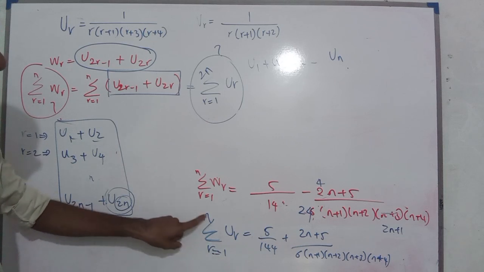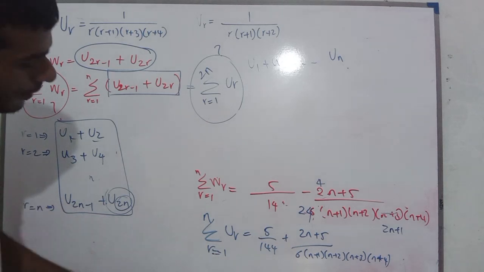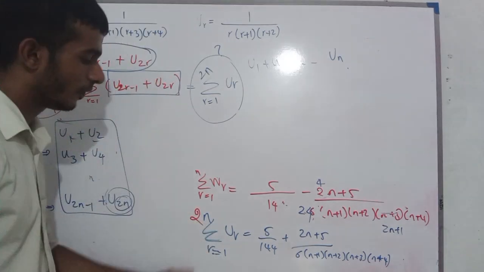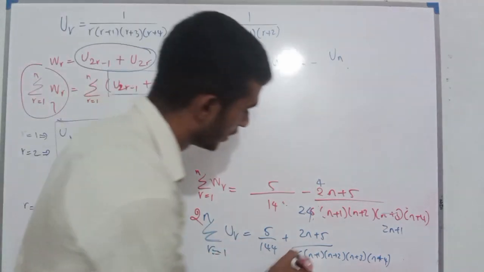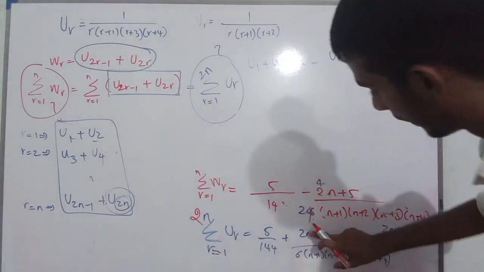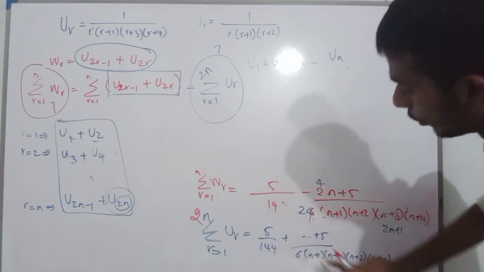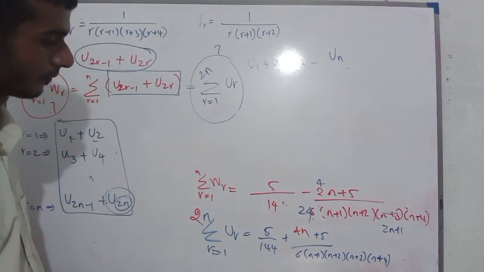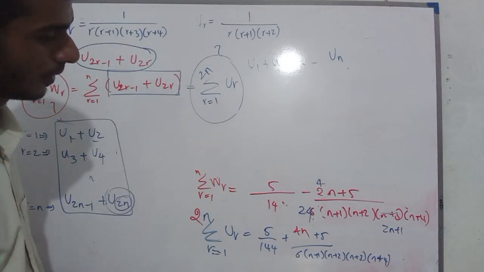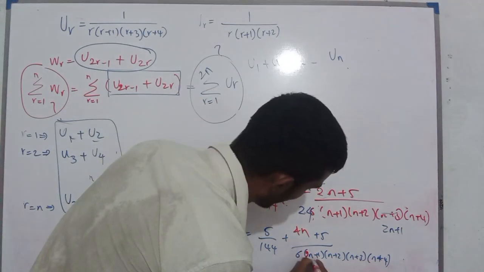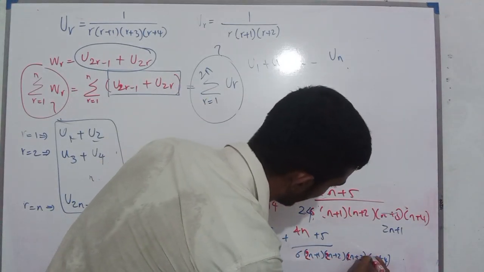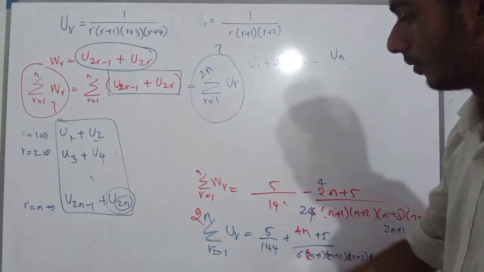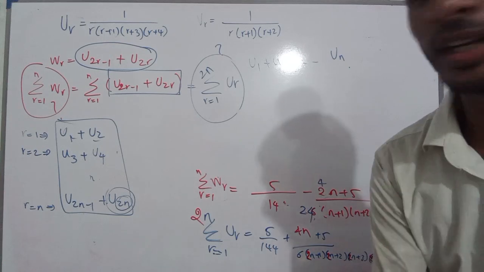Now when we make this 2n, wherever we have n, we have to substitute 2n. So instead of n, 2 into 2n will give me 4n, plus 5. Then we have 2n. Okay, now we have found out this value. So instead of this, I can write like this.